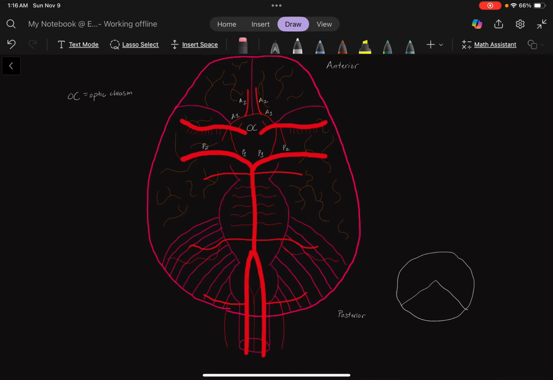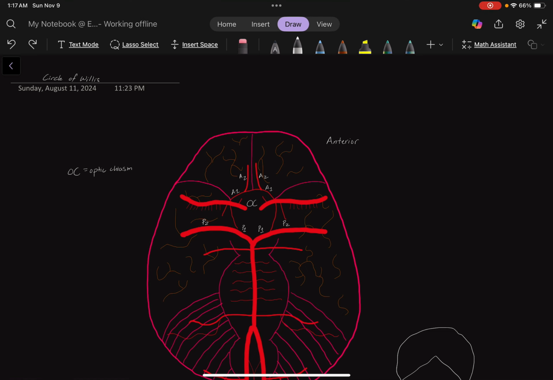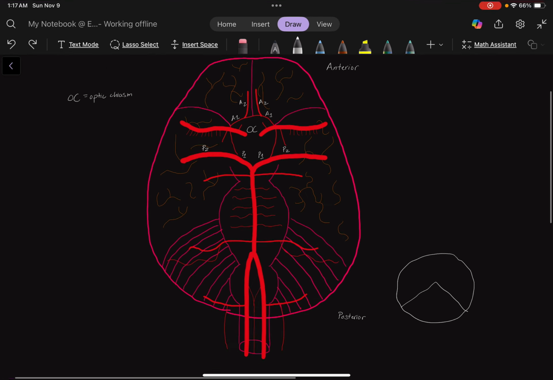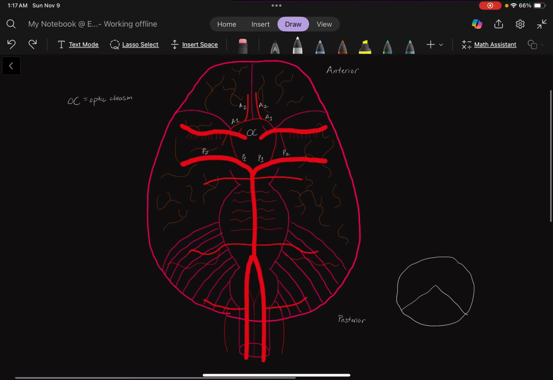Hey everyone, today we're going to be talking about the circle of Willis. Before I get started, I just want us to orient ourselves. So this up here is the anterior part of the brain, and this right here is the posterior part of the brain. Now, this in the middle is the optic chiasm, which I have labeled OC, and this right here is just the spinal cord in a cross section, and I'll explain why that's there in a moment.